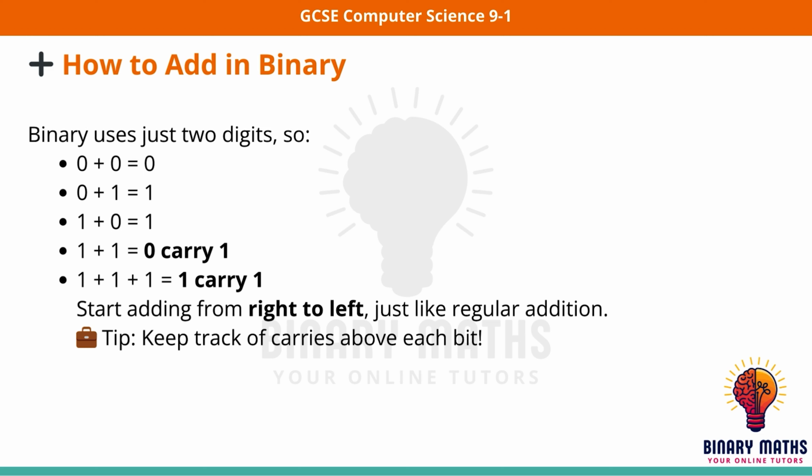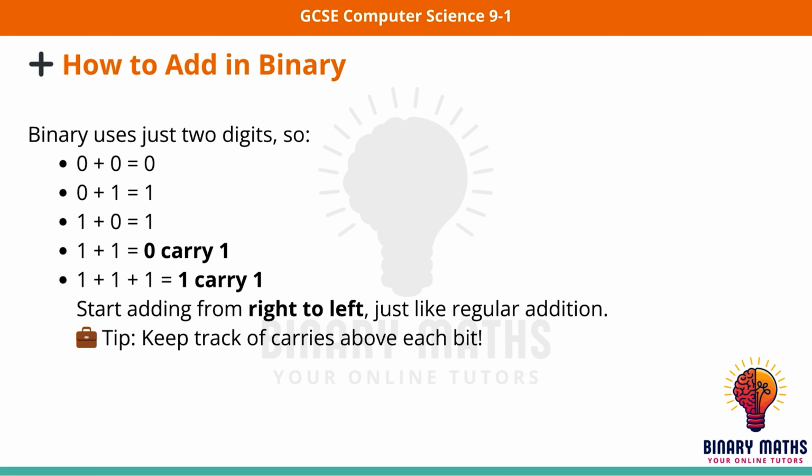Binary addition follows 5 simple rules. So 0 plus 0 equals 0. 0 plus 1 equals 1. 1 plus 0 equals 1. Now when you add 1 plus 1, you would put down 0, but you would carry 1 over onto the next column. 1 plus 1 plus 1, you would put 1, but you would still carry 1 over to the next column.